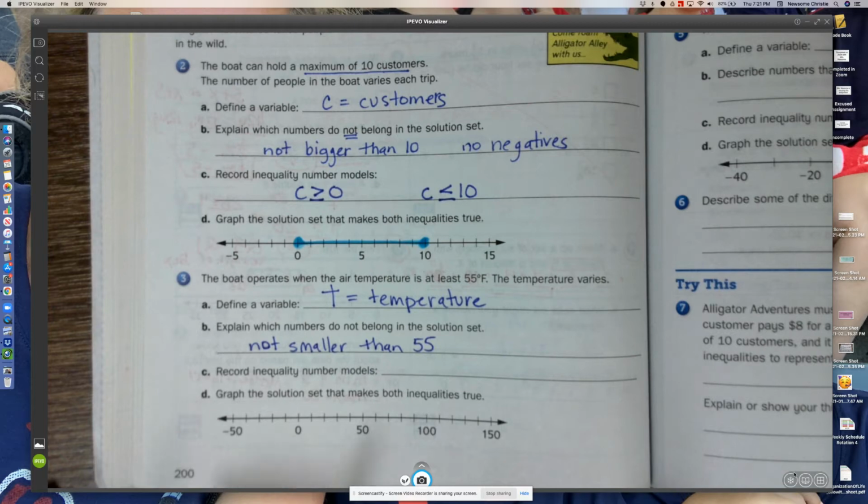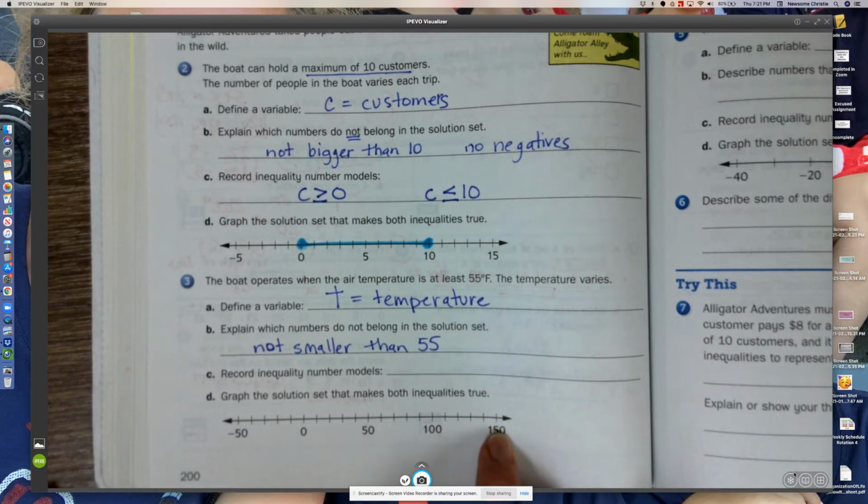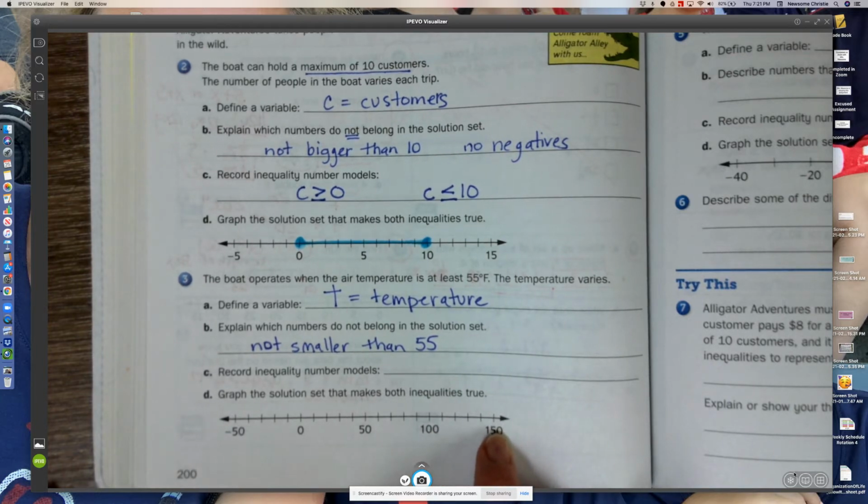Now, this next part, like, how high can it go? Do you think they'll take people out if there's 100 temp degrees? How about 150 degrees? Well, that's not even realistic, right? Like, they probably have an upper limit somewhere. Would we like to set an upper limit for their temperature? You think? When would they take that boat out?